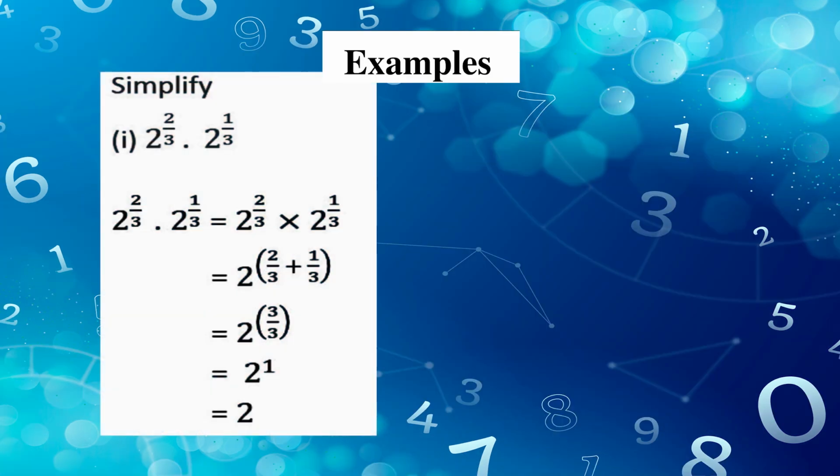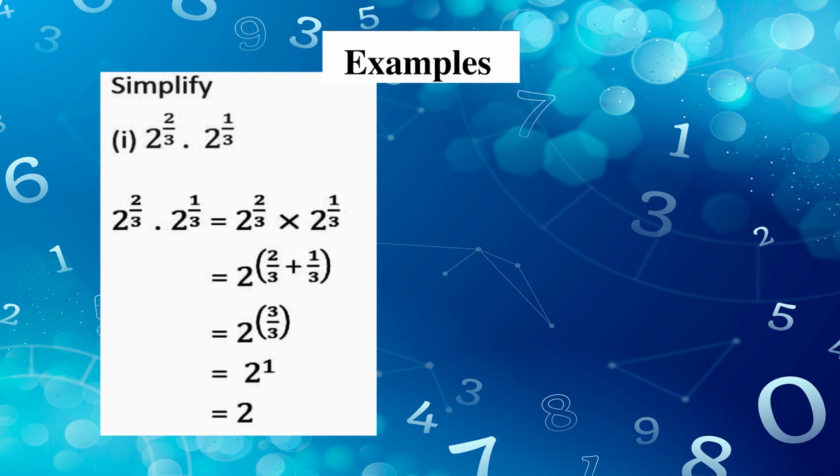First one is 2^(2/3) into 2^(1/3). In this question, you can observe that the base is the same, that is 2. On adding the powers 2 by 3 and 1 by 3, we get 3 by 3, which is equal to 1. Finally, we get 2 raised to the power 1, which is equals to 2.